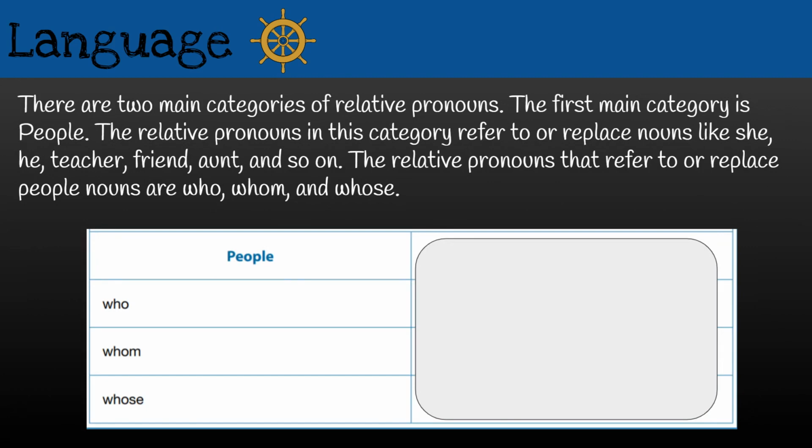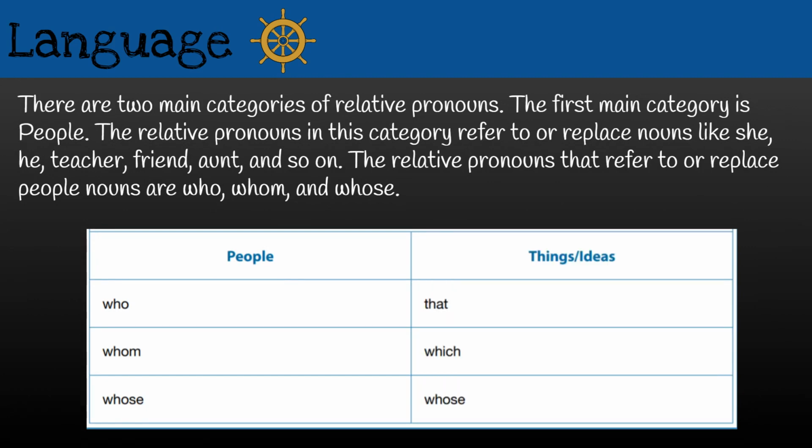So when we talk about people, we're using who, whom, or whose. We can also look at things or ideas, and we could use the pronouns that, which, or whose, but we're going to be focusing on the people side of this chart today.